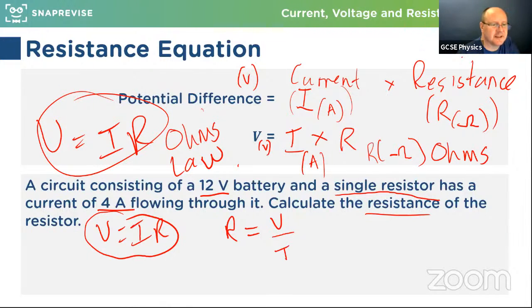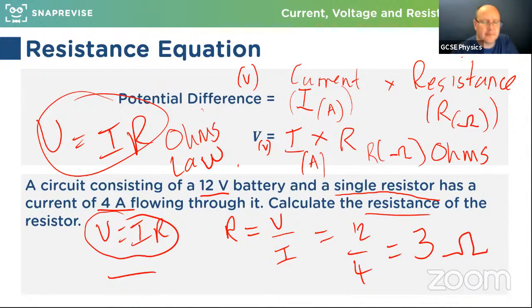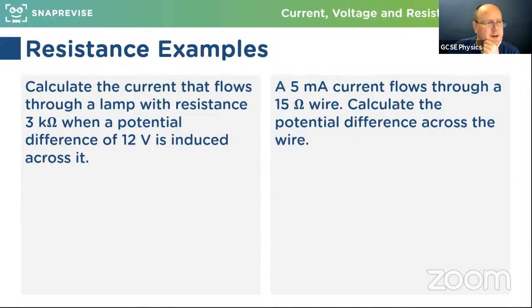We would divide both sides of that formula on the left here by I. And that's going to be 12 divided by 4, which you've already got there, is 3 ohms. There we go. And there's my rather dodgy ohm symbol. But there we go, 3 ohms. That's the resistance. And quite a few of you put that answer in the chat already. Good. A few more examples.